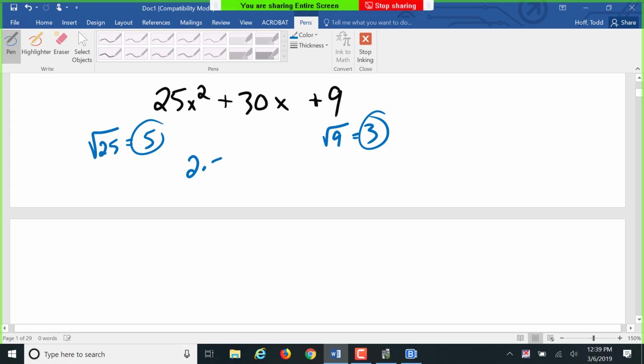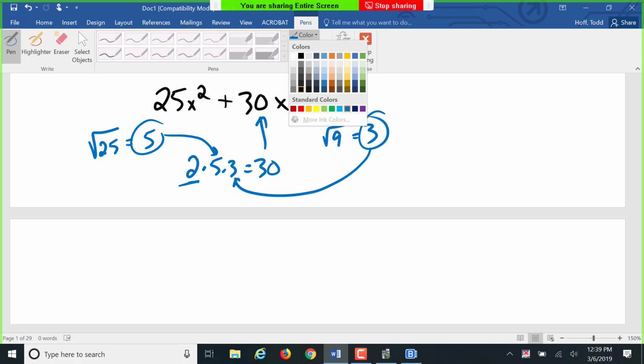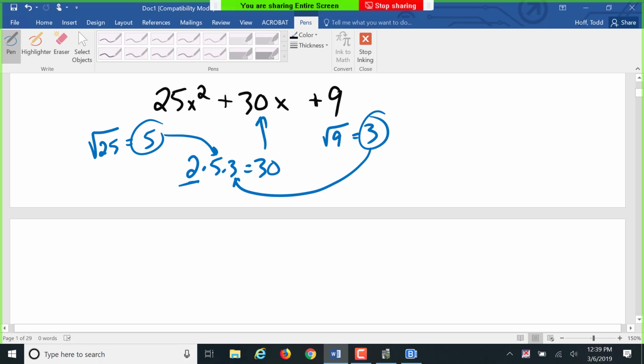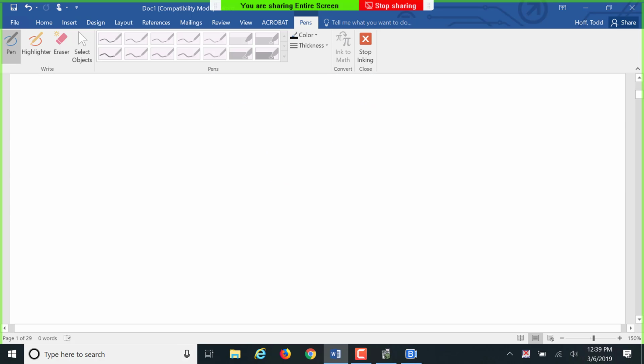We've got 2 times 5 times 3 makes 30. That is correct. So remember, the 5 comes from the square root of the first term, 3 comes from the square root of the last term, and the 2 is just a constant that comes in there because of that FOIL process. Let's try another one.